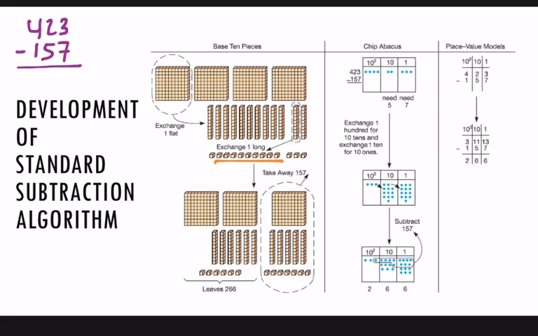We don't have enough longs or units, so we want to exchange 1 long for 10 units, and then we don't have enough longs, so we exchange a flat for 10 longs. And then you get this grouping here. That's what you end up with.